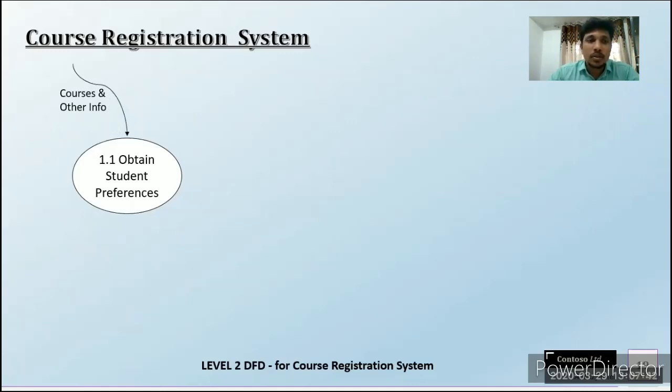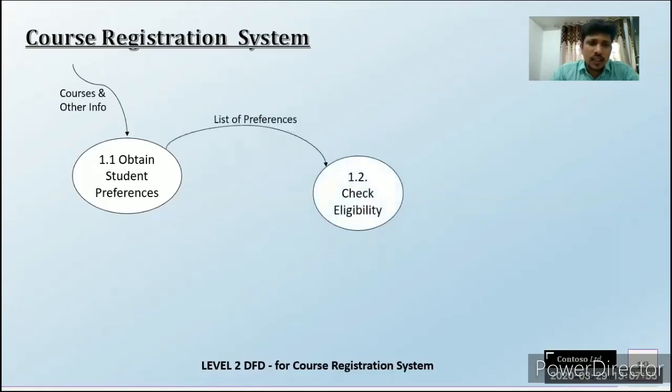In the level 2 DFD of the course registration system, the office staff, or the administrative staff, will obtain student preferences for the courses and other information provided to the institution. They provide many details, such as their marks and entrance exam qualification. Likewise, many things will be provided by these students to the administrative staff. After checking the list of preferences, the administrative staff will go for an eligibility check.